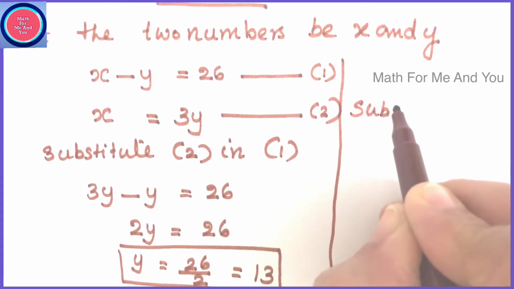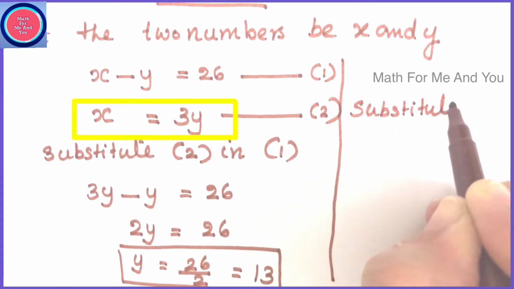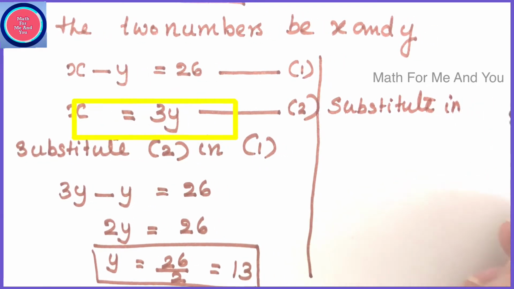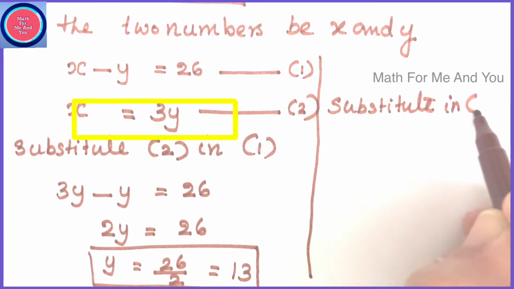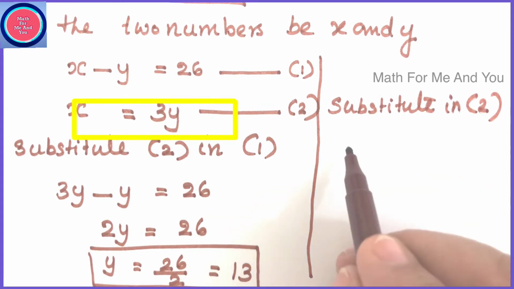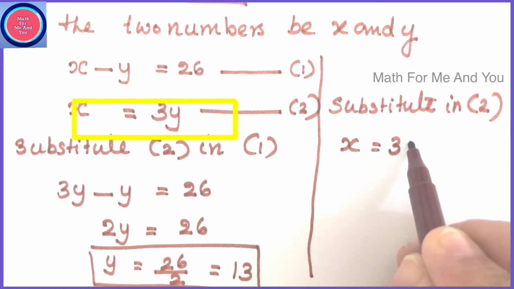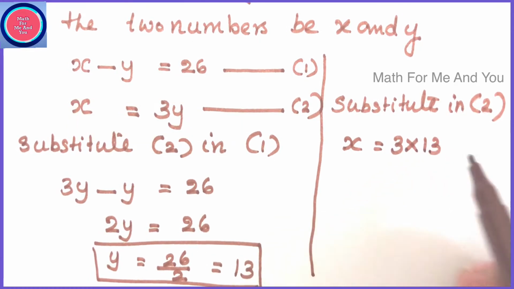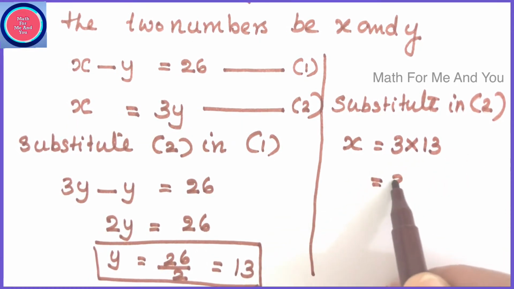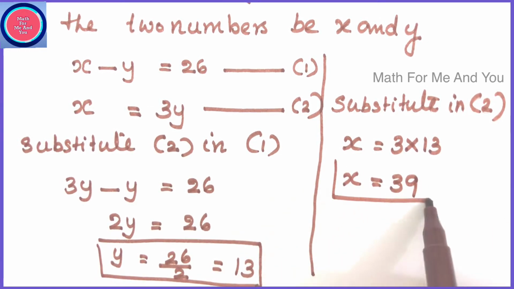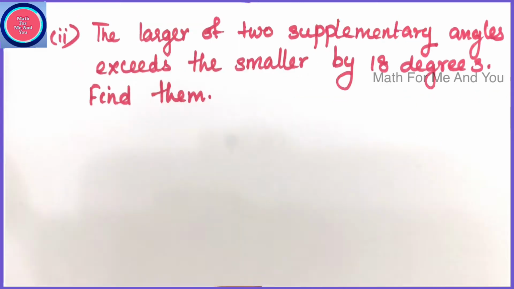Substitute the value of y in equation number 2. Substitute y equals 13 in equation number 2. So the equation becomes x is equal to 3 times 13 because it is 3y. It is 3 times 13. How much? 39. That means the first number, the big number, is 39 and the small number is 13.